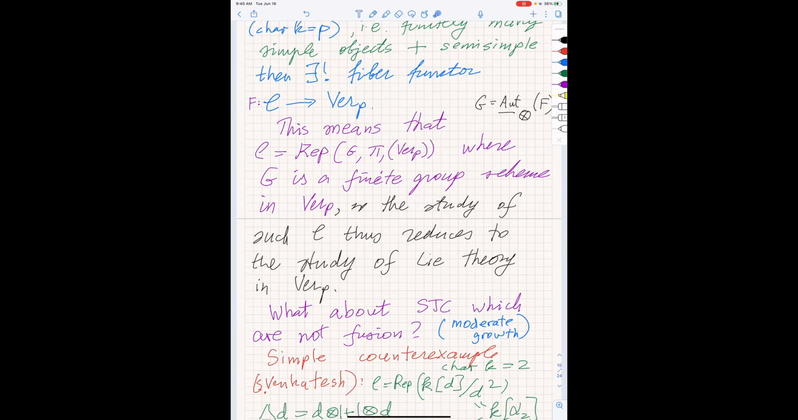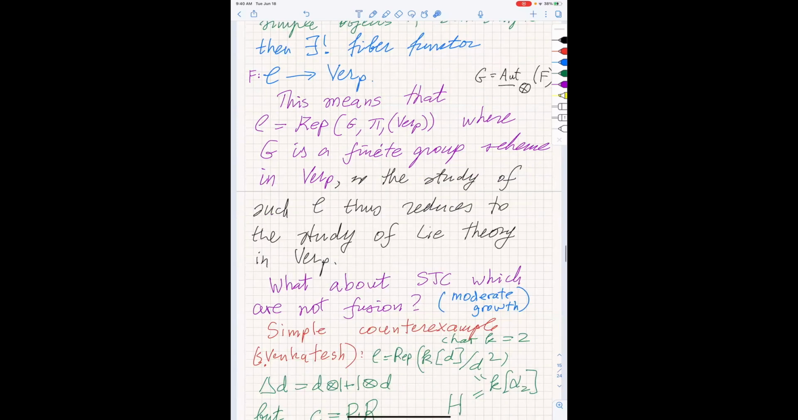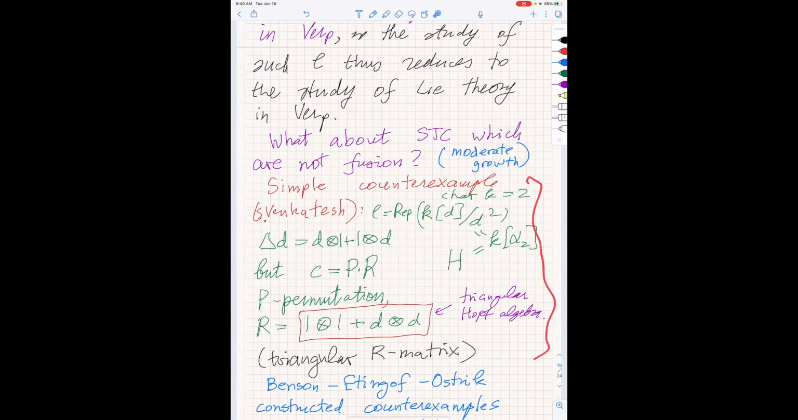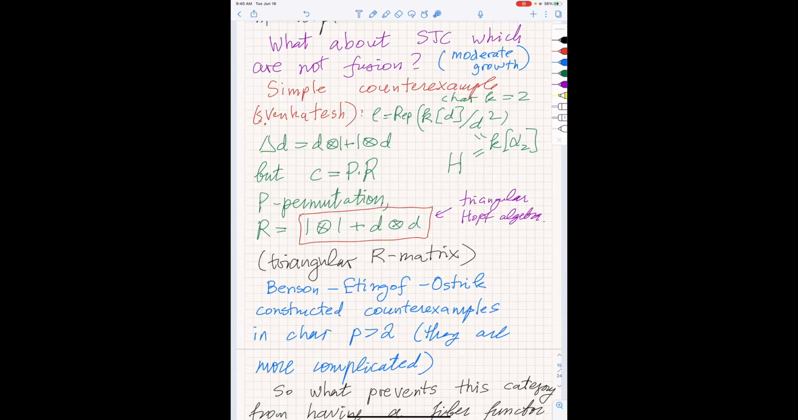one might ask what happens with categories which are not fusion, but just moderate growth, so not necessarily semi-simple and not necessarily with finitely many simple objects. Well, in this case, there is a counterexample in characteristic 2, which is quite simple. I'm not going to go over it right now. With Benson and Ostrik, we constructed counterexamples for all primes bigger than 2.